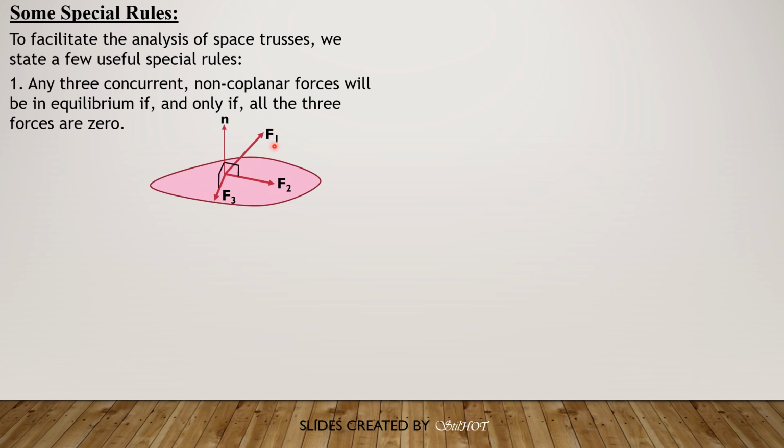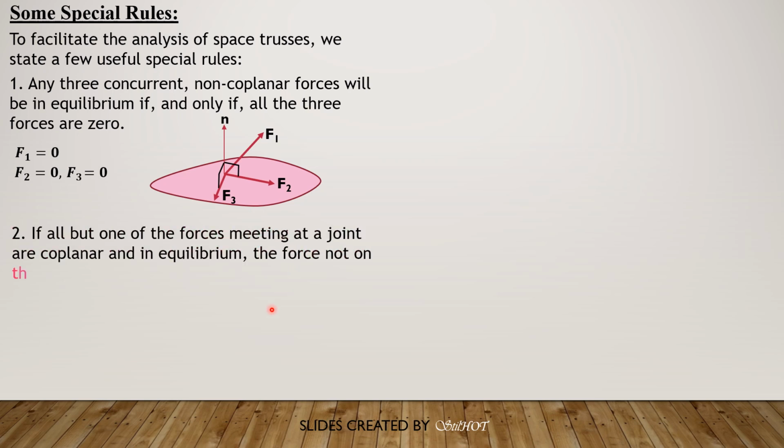Therefore, summing forces in the normal direction equals 0. If F1 has a component in the direction of the normal axis, then it must equal 0, because F2 and F3 have no components in the normal axis. Then F1 is 0. If F1 is 0, there will be two forces left, F2 and F3. So it's just like two forces meeting at a point which are not collinear. Then from the principle in 2D truss, these forces will also be 0. So F1 equals 0, and it follows that F2 and F3 will also be 0.